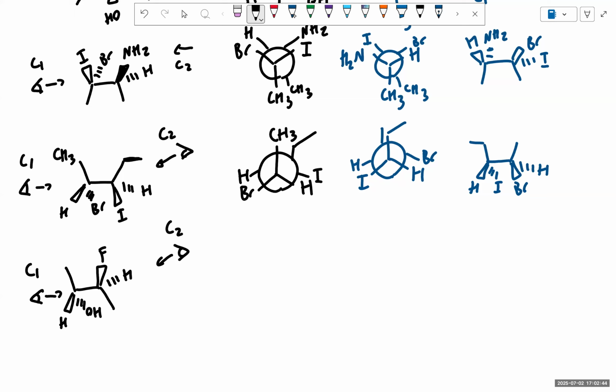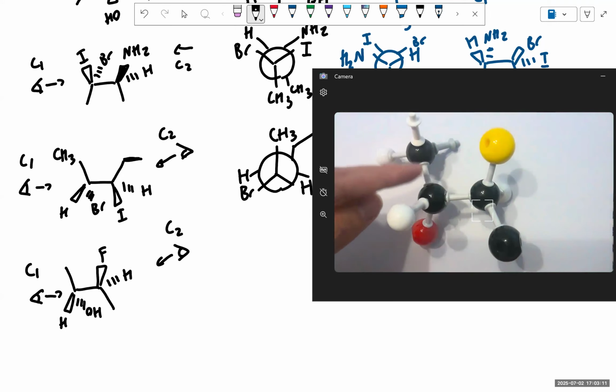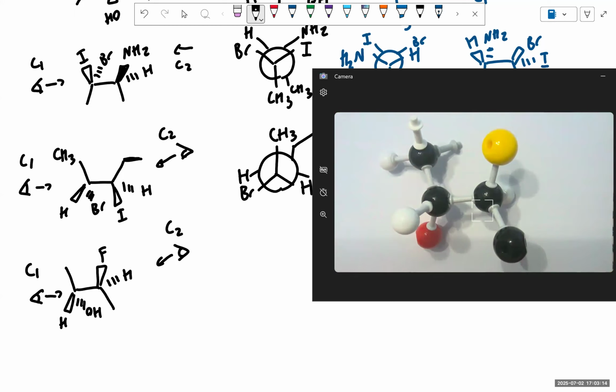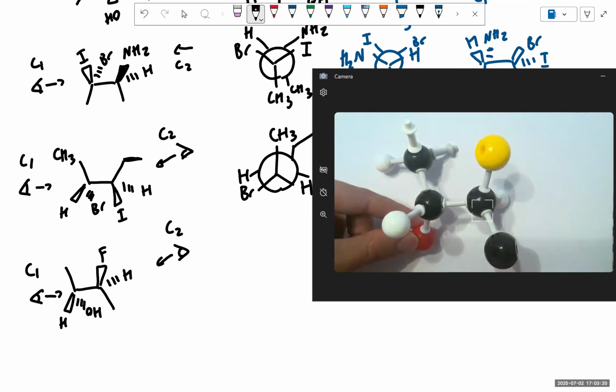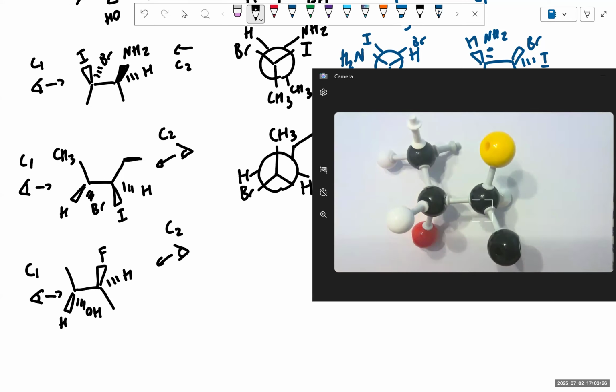So our first order of business is to make a model. In terms of making a model, let's pull up the document camera. In this case, we have one methyl group on the left pointing up. The methyl group on the right is pointing down. The hydrogen is wedged, so it's in the front. The oxygen is dashed, so it's in the back. The fluorine is wedged, so it's in the front. The hydrogen is dashed, so it's in the back.